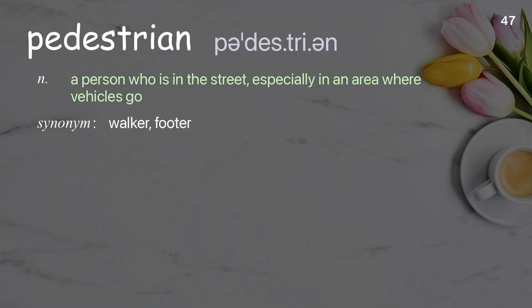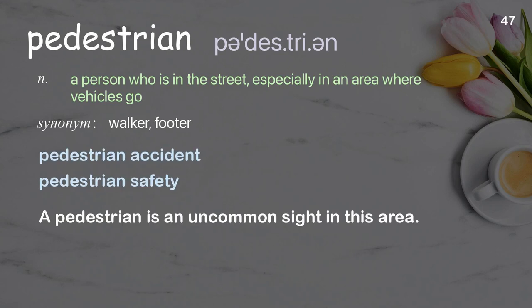Pedestrian: a person who is in the street, especially in an area where vehicles go. Examples: pedestrian accident, pedestrian safety. A pedestrian is an uncommon sight in this area.